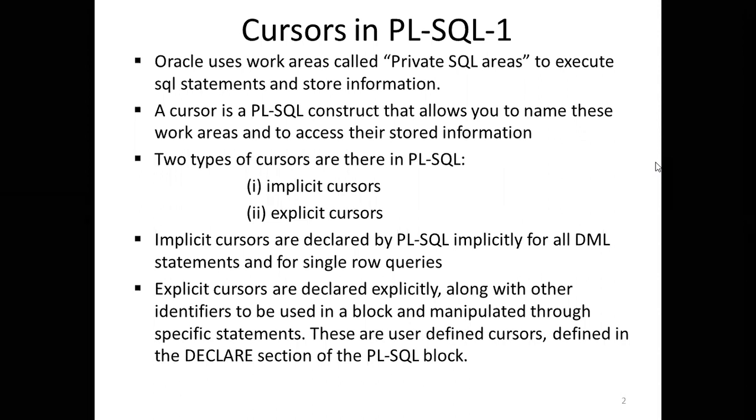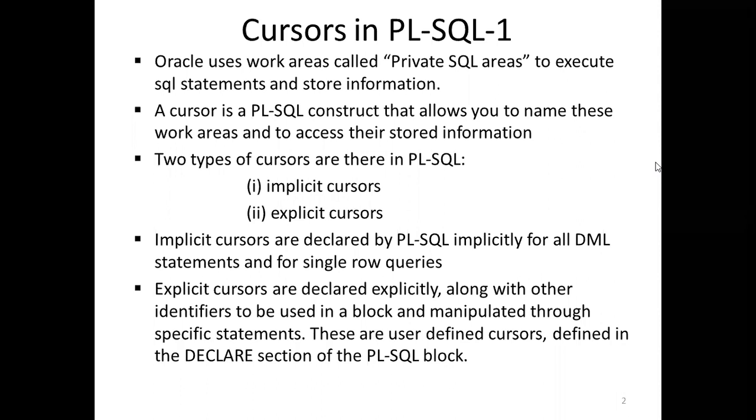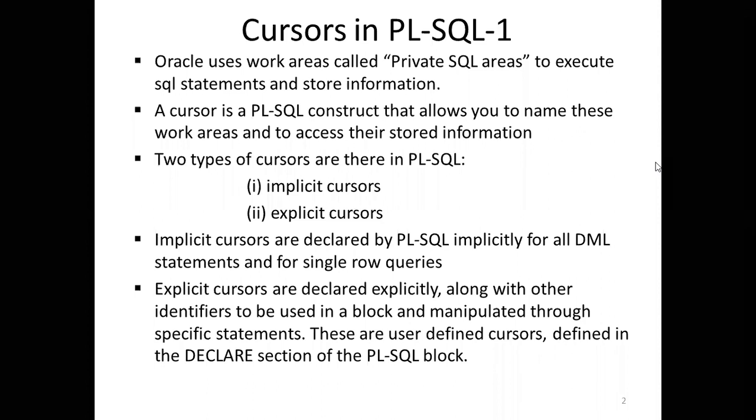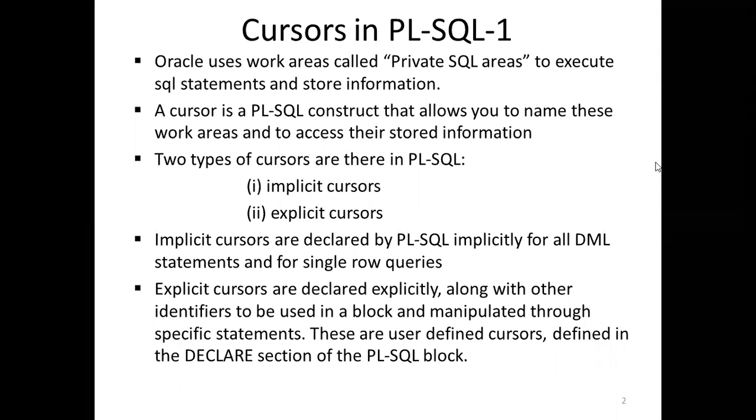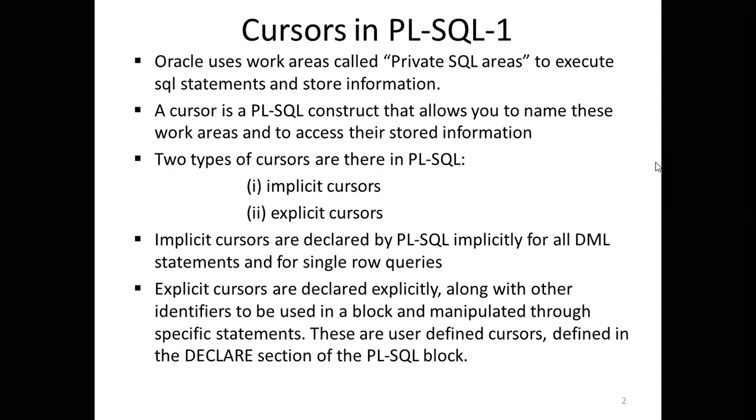Implicit cursors are declared by PLSQL implicitly, that is automatically, for all DML statements and for single row queries. And explicit cursors are declared explicitly along with other identifiers to be used in a block and manipulated through specific statements. These are user defined and they are defined in the declare section of the PLSQL block.